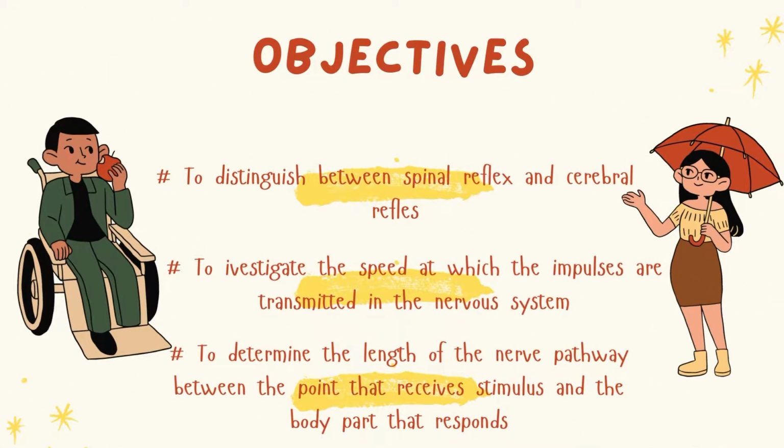Firstly, the experiment is to distinguish between spinal reflex and cerebral reflex. Secondly, it is to investigate the speed at which the impulses are transmitted in the nervous system. And last but not least, it is to determine the length of the nerve pathway between the point that receives the stimulus and the body part that responds.